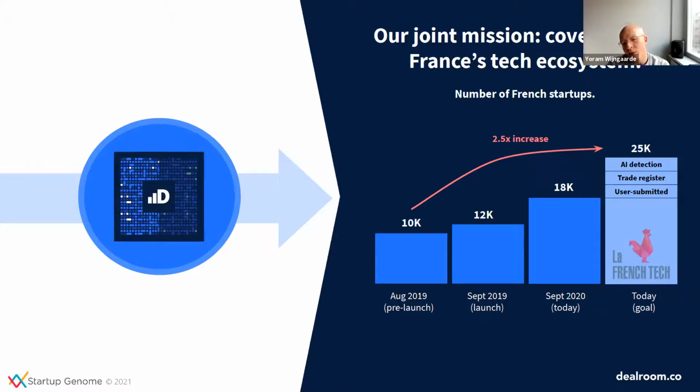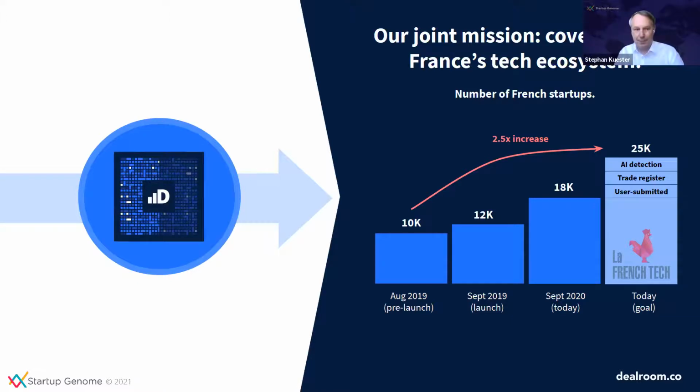So here on the right, you see the number of startups that we have been tracking in France. So 10K, 12K was before we started working with La French Tech. Then we launched together with La French Tech an open access database. This is a nationwide database, no paywall, free for everybody. We doubled down on our efforts to use AI, but also now we're using the trade register, and thanks to promoting the database, we got user-submitted data back. So now we have 25,000 startups that we're tracking.